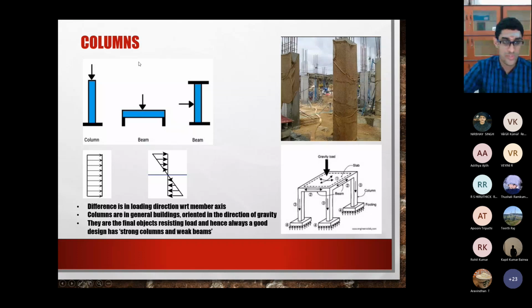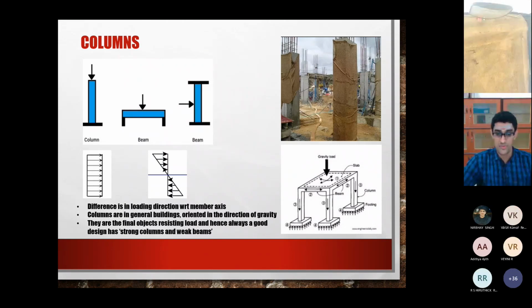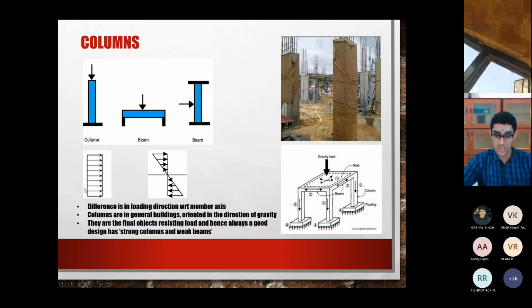Okay, so we are done with many things in the course till now. We have done beams, slabs, and some specific structural elements like flat slabs and staircase also. All these things are covered, and we are now nearing the last part of our course, which is columns.